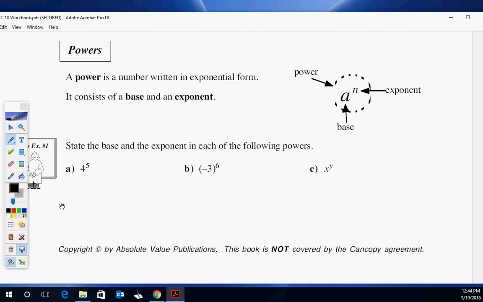A power is a number written in exponential form. So we've talked about this last year. Remember, this is your base. This is your exponent. The whole thing is a power. The base is a, the exponent's n. The whole thing is considered a power.